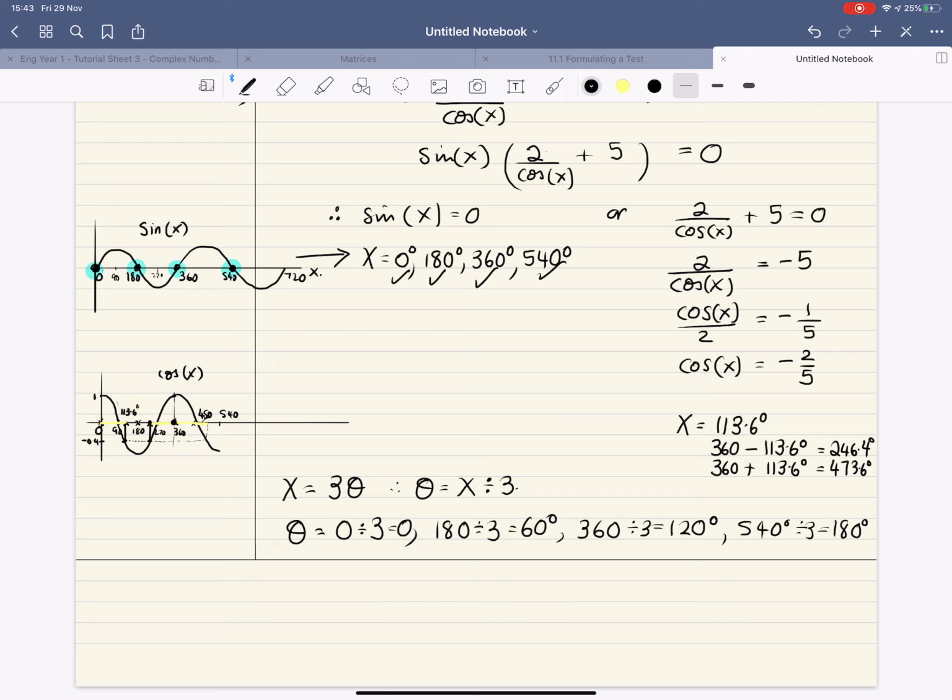And then these answers divided by 3 as well. 113.6 divided by 3, 37.9 degrees. And the next one, 246.4 divided by 3, 82.1 degrees. And then the last one, 473.6 divided by 3, 157.9 degrees. Okay, so there are our answers there at the end.